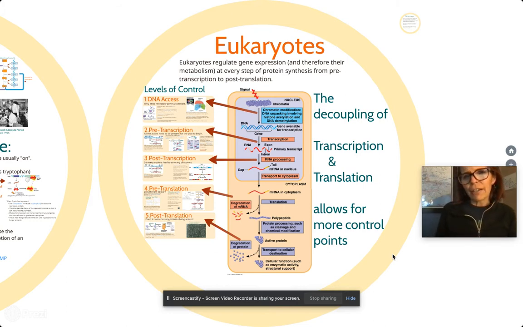Now we're going to talk about eukaryotes. Eukaryotes are way more complicated. We're going to take a look at 5 different levels of control and be introduced to them, but not be able to really fully understand them. Just getting introduced to the concepts of how eukaryotic cells and their DNA are controlled.